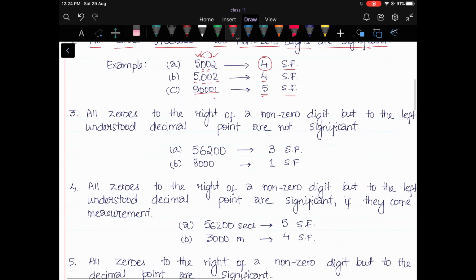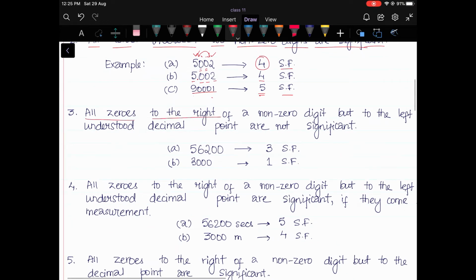The next rule is all the zeros to the right of a non-zero digit but to the left of an understood decimal point are not significant. Suppose I write 5, then we know it is equivalent to writing 5.0, or let's say it is still 5. So basically we are saying that there is an understood decimal here also that we have not shown, but it is understood that it is there. So that is what I meant by understood decimal.